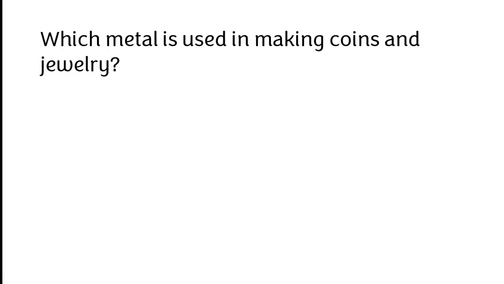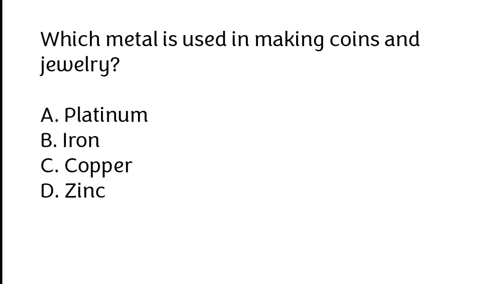Which metal is used in making coins and jewelry? Platinum, iron, copper, zinc. The correct answer is option A, platinum.